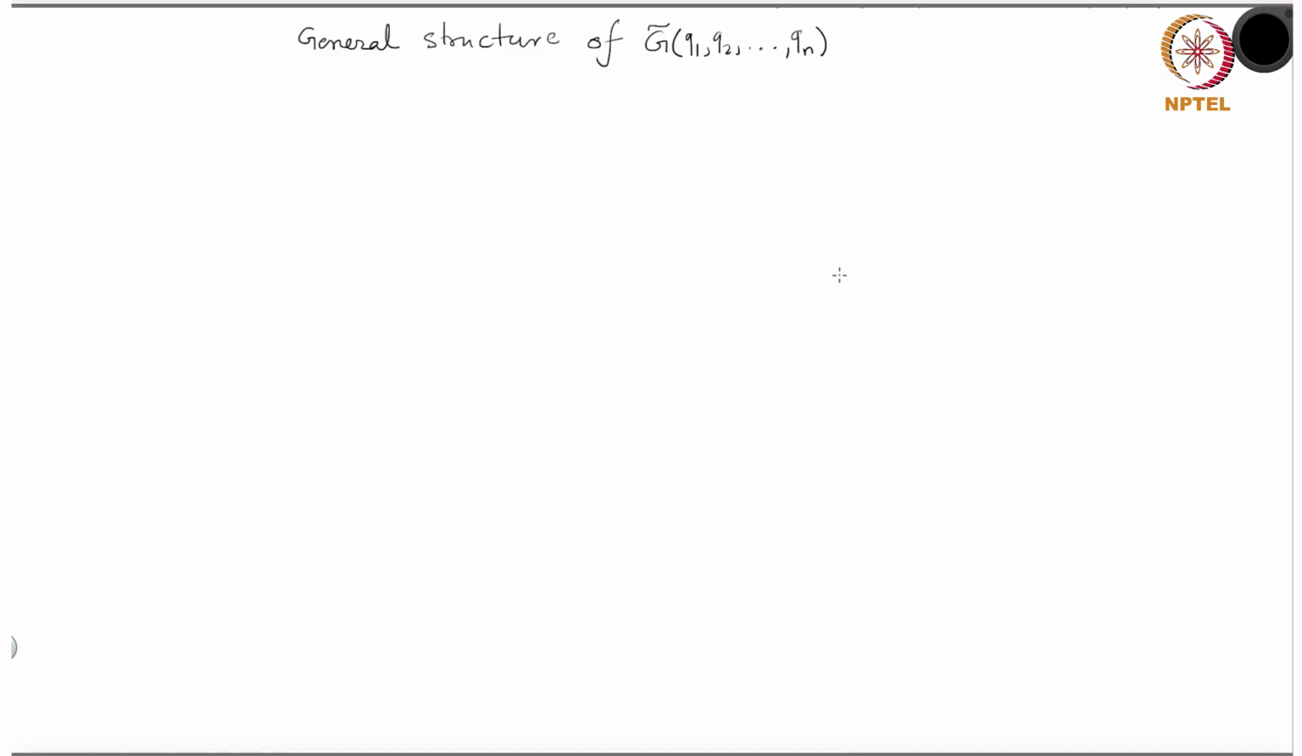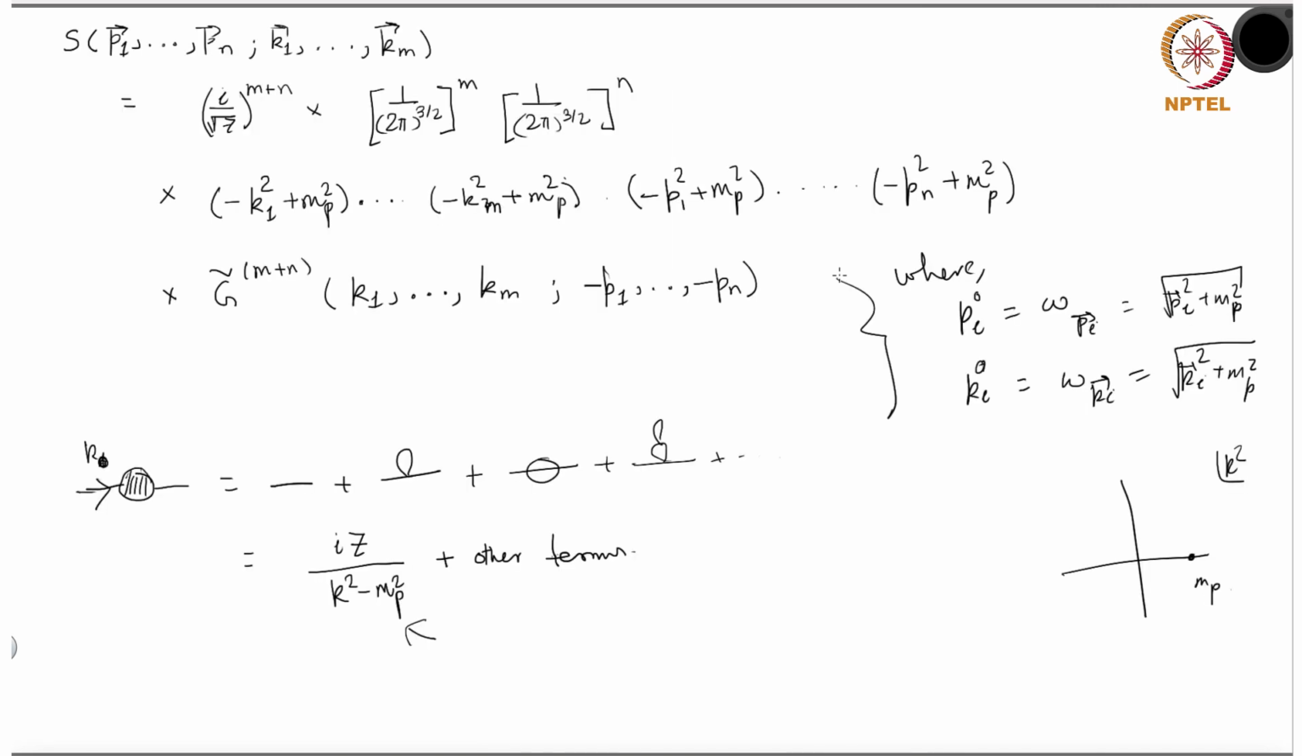Okay, so let's see what we were doing before. We were here, so we wrote down the S matrix element and we expressed it, apart from these constants, as a product of these factors which vanish when k1, k2 are on shell, so that k1 square is equal to m_p square and this becomes 0. Okay, and the same is true for other momenta as well.